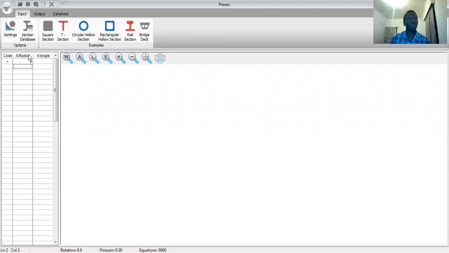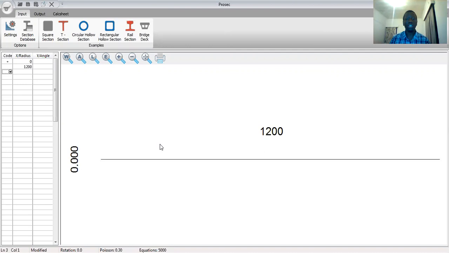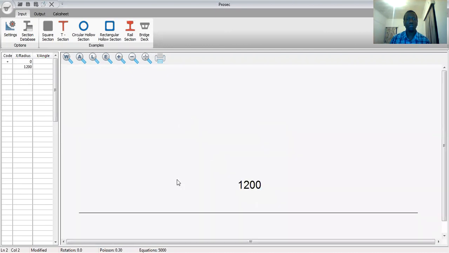Now we're talking about X, not radius, in this column. So we need to move 1,200 in the X direction, and then you enter whatever coordinate you enter. Whatever dimension you type in, you need to press enter. Okay, as you can see, you got 1,200.